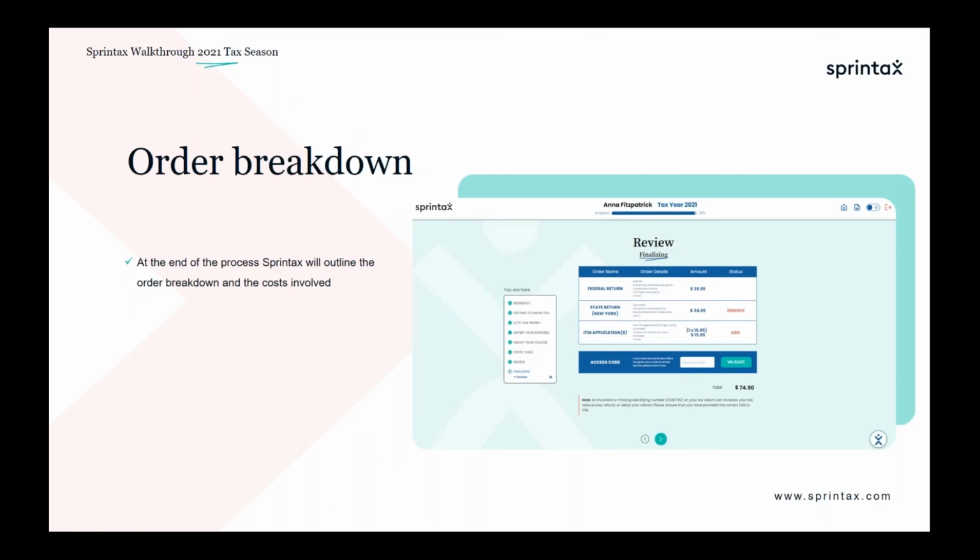Lastly, then, we'll provide you with an order breakdown. So we'll give a summary of the services that have been provided to you. And this is where you'll be able to enter any access code that has been provided to you by your school, university, or institution, and you'll be able to validate it here, and it will either remove some of the cost or discount some of the cost for you.